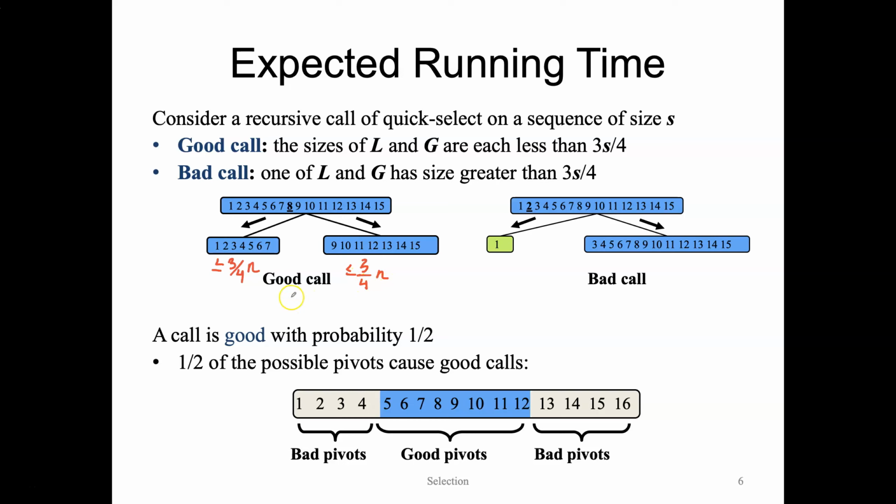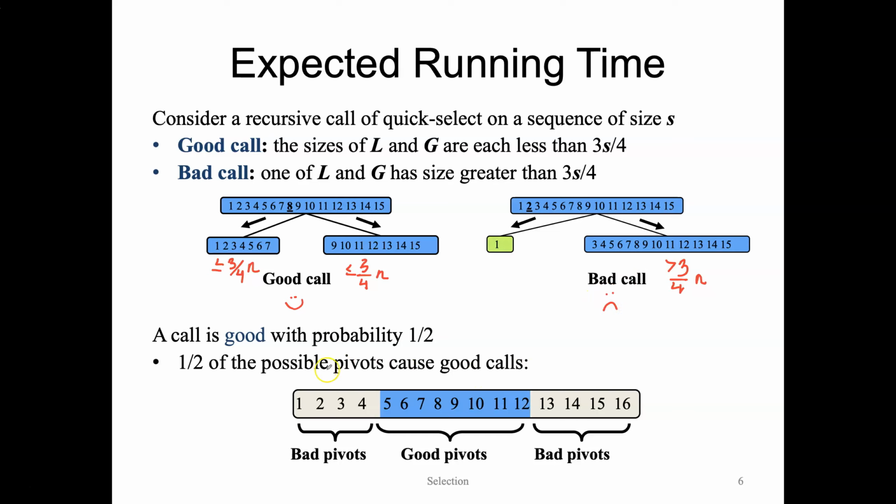So this would be a good call. We want to have a call like this, a good pivot. A bad one would be if it unevenly distributes our sequence into L and G, where either L or G is too large, meaning one of them is larger than 3/4 the size of our original input. So this would not be a good pivot.